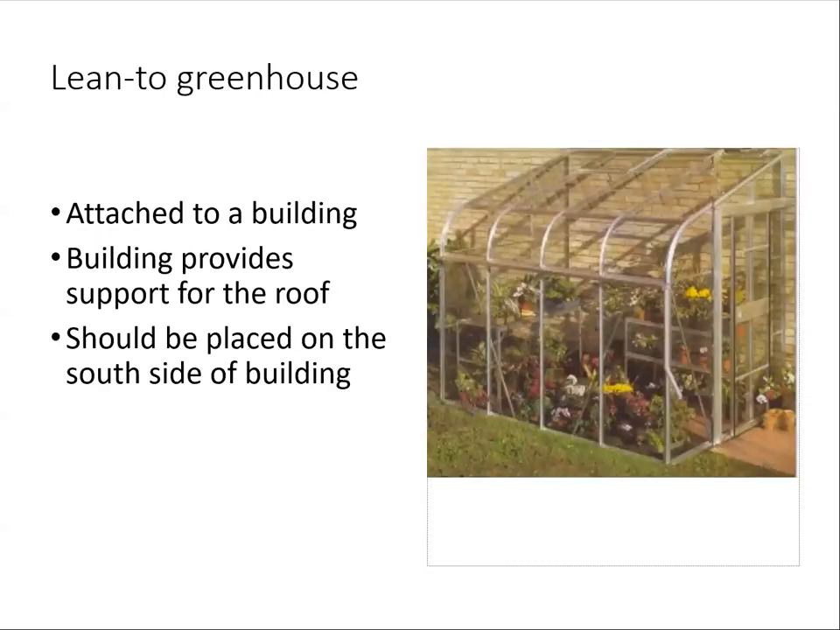First one we'll look at is the very simple classic lean-to greenhouse. It's attached to a building. Okay, it's a lean-to. It's essentially leaning up against some other structure. The building itself provides the support for the roof on the greenhouse.